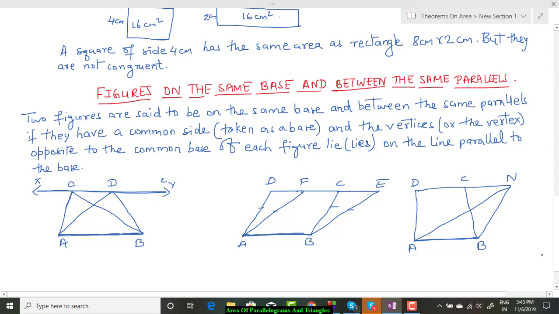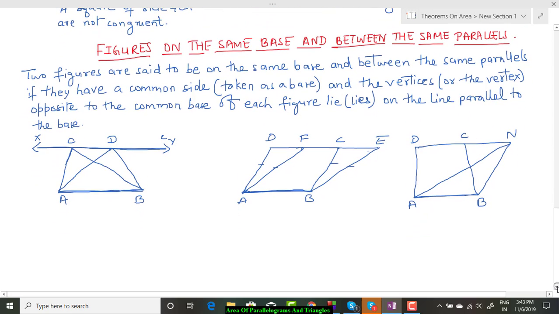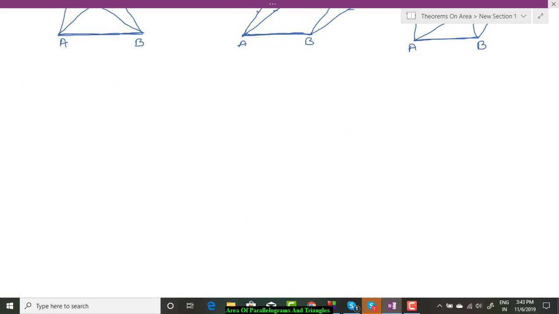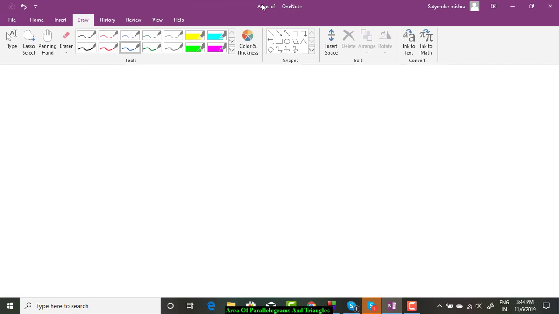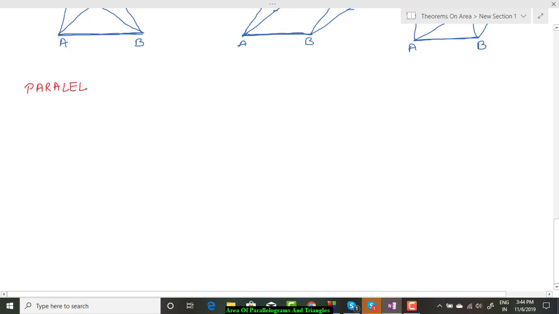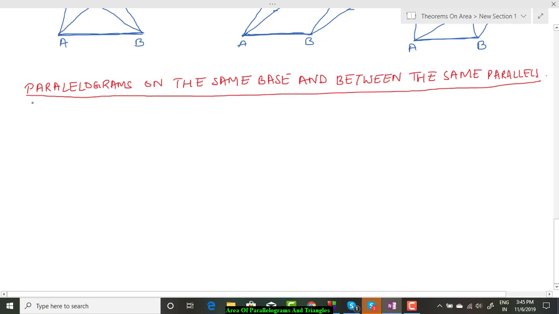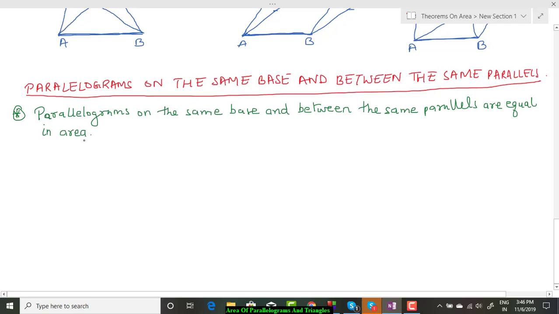So there is another topic which I want to discuss: parallelograms on the same base and between the same parallels. Parallelograms on the same base and between the same parallels are equal in area. This statement is important.